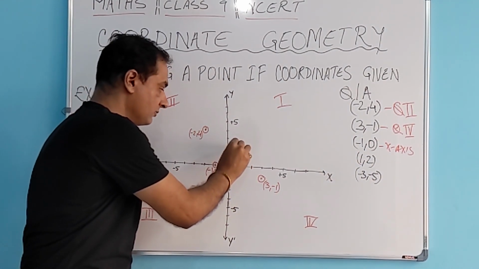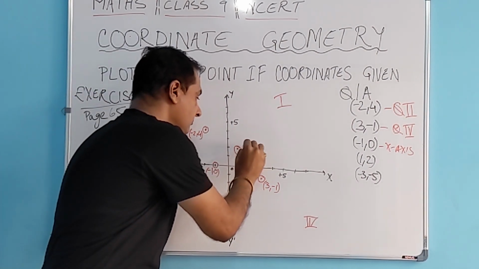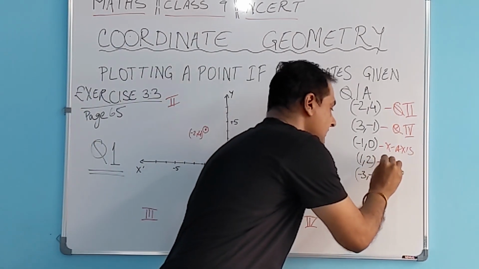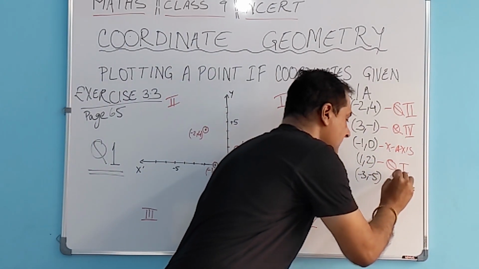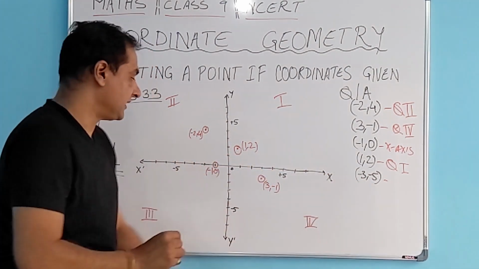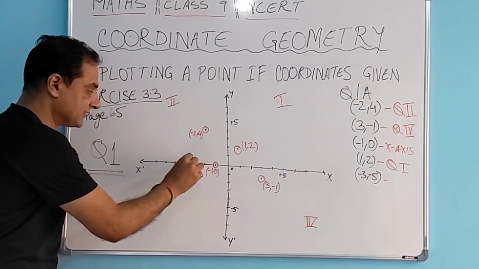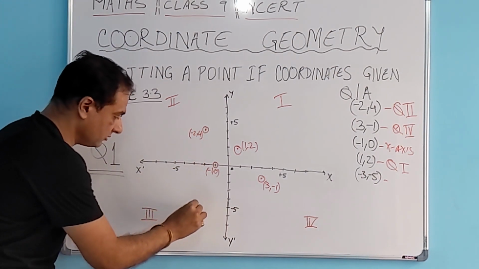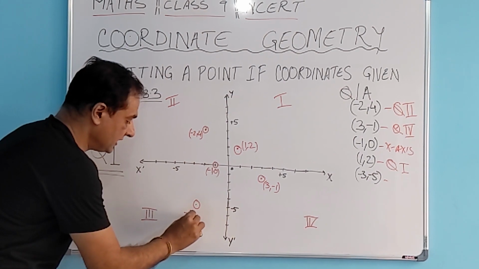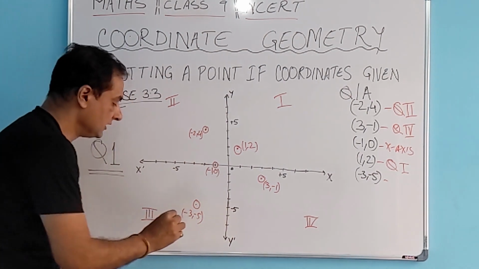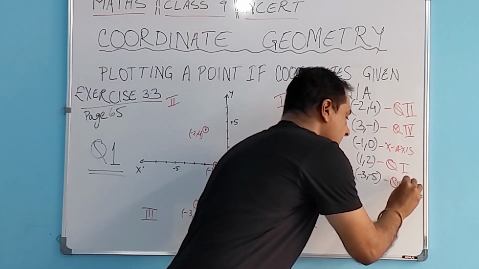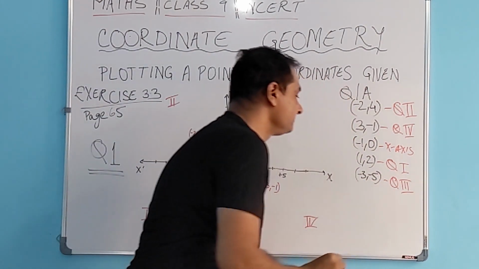Let's look at the next point, (1, 2). This lies in quadrant 1. That's the answer, quadrant 1. Let's look at the last point in this question, (-3, -5). We go to 1, 2, 3, -3, and then we go down to -5. This is the point (-3, -5). Which quadrant is it? Third. So the third quadrant is the answer.